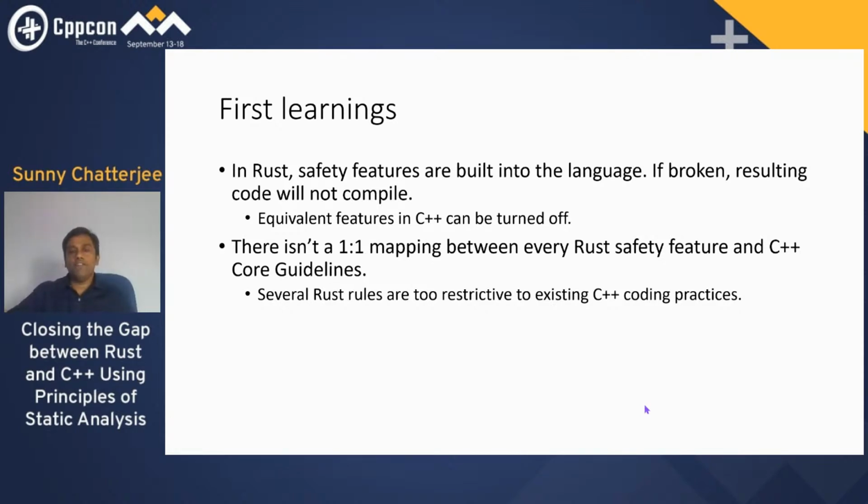So in Rust, safety features are built in. What it means is if you're going to be breaking any of the safety features, your code will not compile. You cannot run that code. You cannot ship that code to your customers.